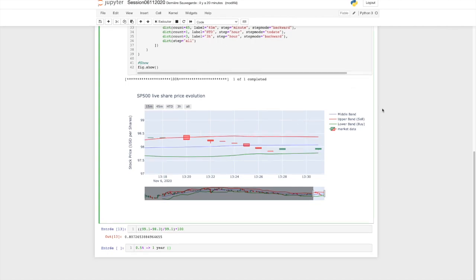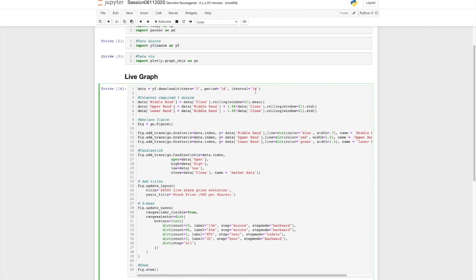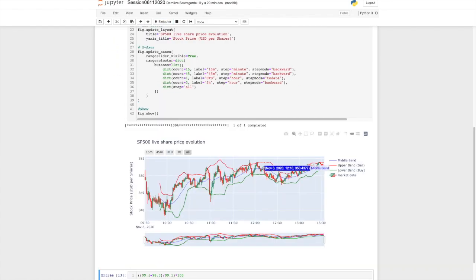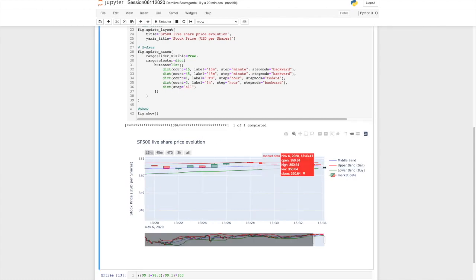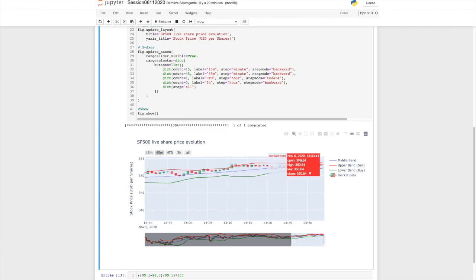Let's look at the S&P to see if the market is following the trend that we predicted. Let's execute. As we predicted a few minutes ago, the market was going to go down, and indeed the market is going down based on the Bollinger Band. Essentially, the Bollinger Band is just a tool. It's not 100% accurate, but it's a trading strategy that provides you insight and a prediction of whether the share price is going to go up or down.